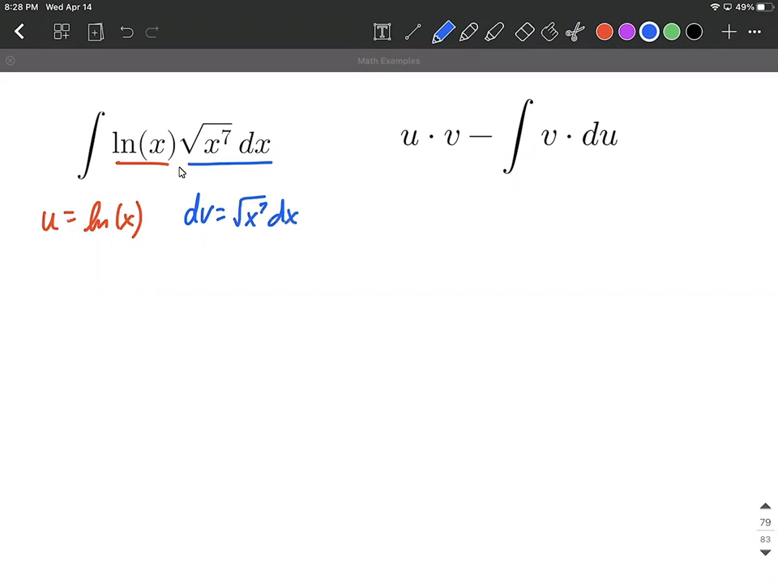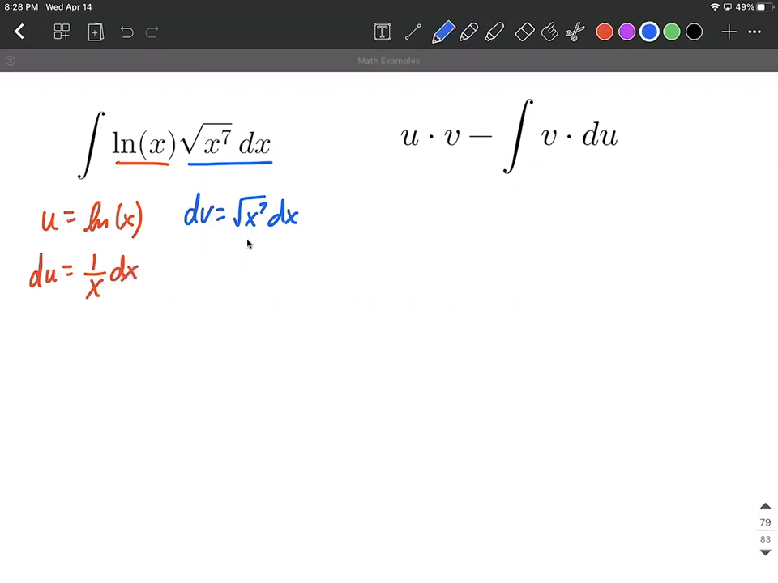All right, now with these, we kind of go two opposite directions. With the u, the natural log of x, we're going to take the derivative of both sides. With the dv, we're going to take the antiderivative. So first of all, with u, the derivative of that is 1 du. The derivative of the right-hand side is 1 over x dx.